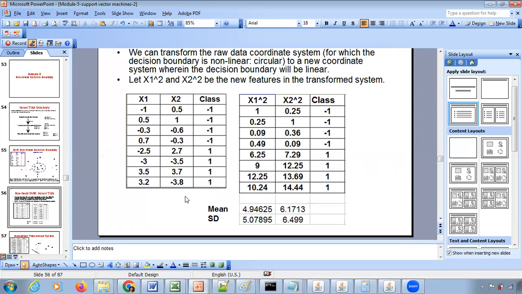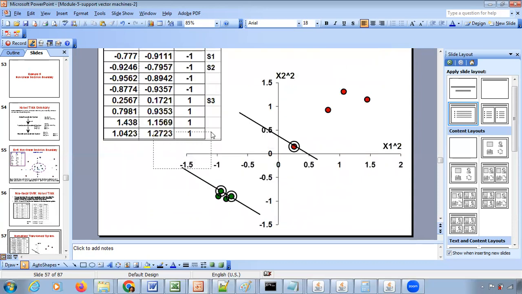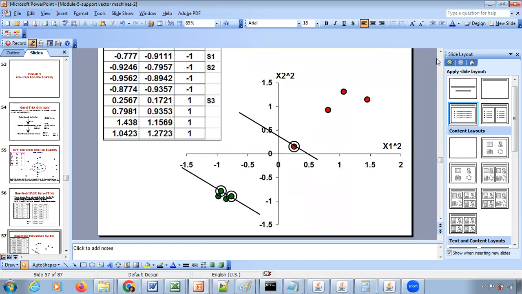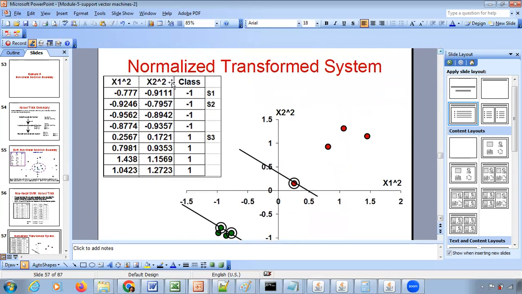We are going to take the x1, x2, the raw data set as it is, and then square them up, x1 square, x2 square, and the class assignment still remains the same. To normalize, we find the mean and standard deviation, and then normalize x1 square, x2 square. So this is a visualization of the normalized data set.